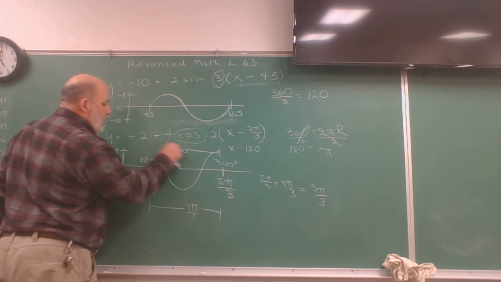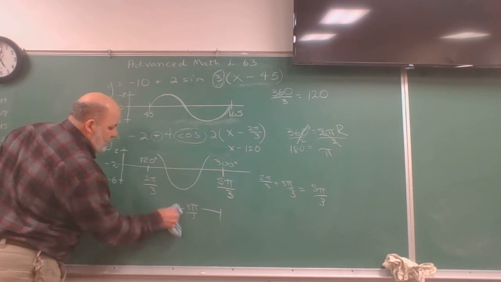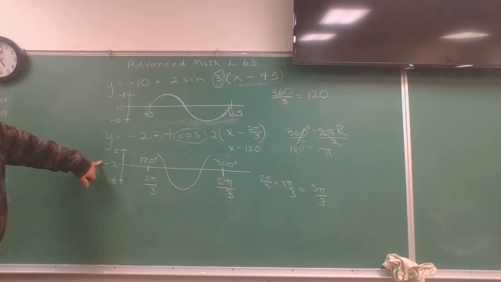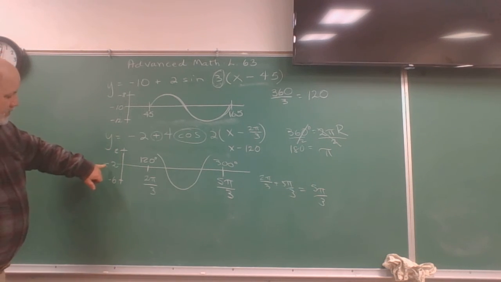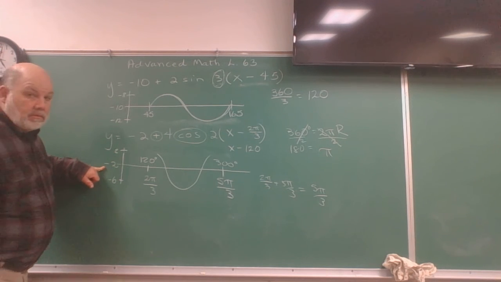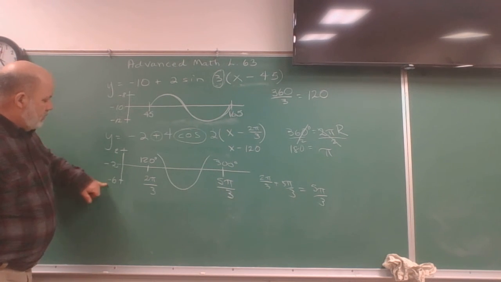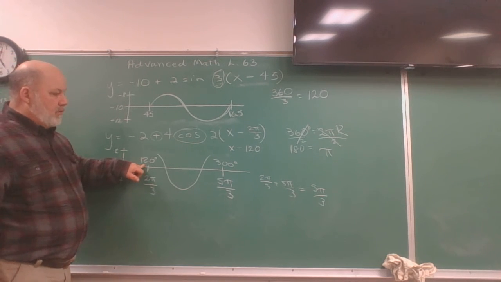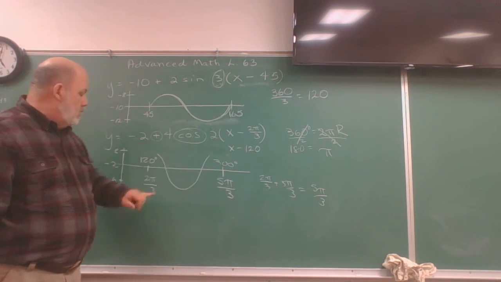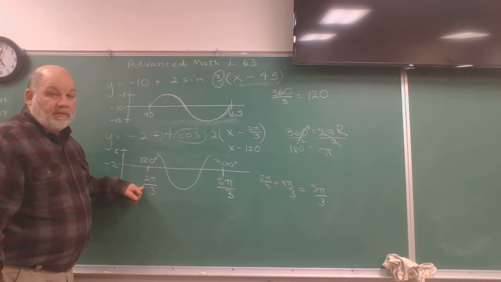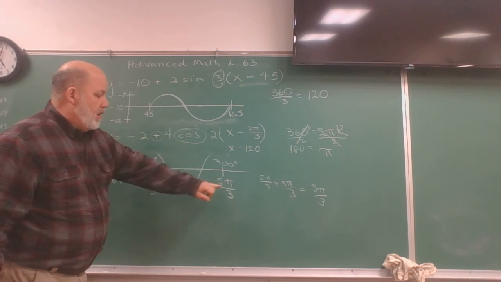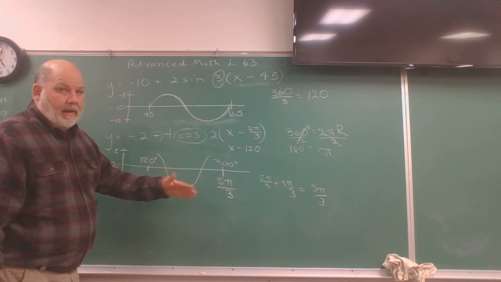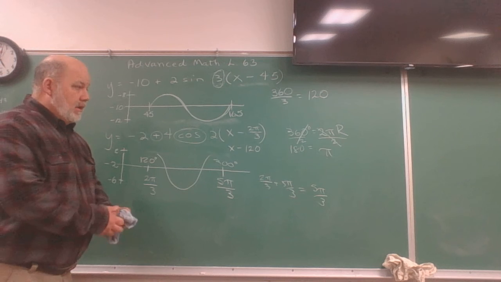And again, I'm going to erase this 180 and this right here. If you have it in degrees, your center line still is -2. Going up 2, down to -6. Starting at 120 degrees, going forward to 300. Starting at 2 pi over 3, going forward pi radians to 5 pi over 3. A little more complicated because we're dealing with pi and we have to get common denominators and stuff like that.